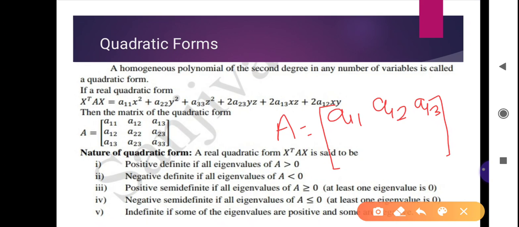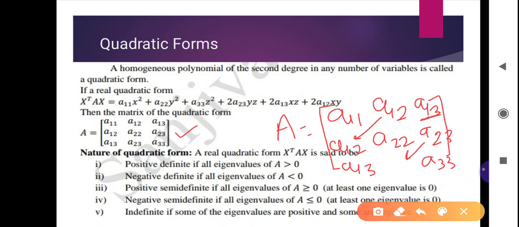So write down the middle element in the second row, it is a22. After that a23, second row third column. And then in the third row third column, this element is a33. So first write down the upper triangular matrix. Since the quadratic form matrix is a symmetric matrix, write down this element here as it is, a12, this element as it is a13, and this element as it is a23. So this is a symmetric matrix, and that is how you get the quadratic form in matrix form.